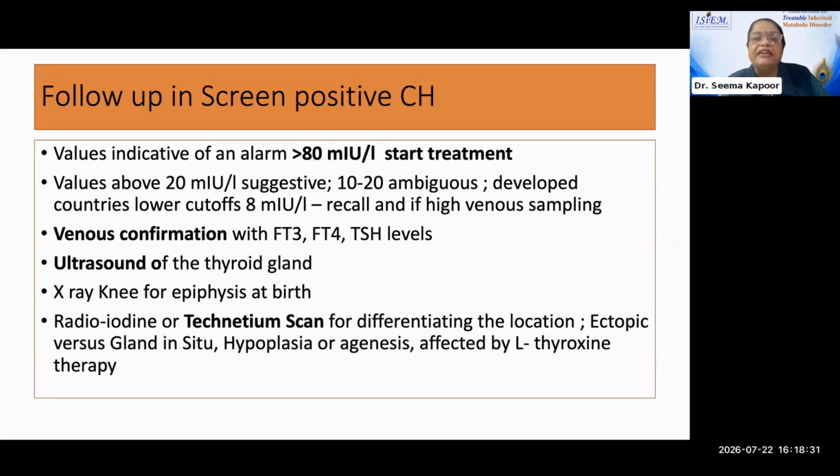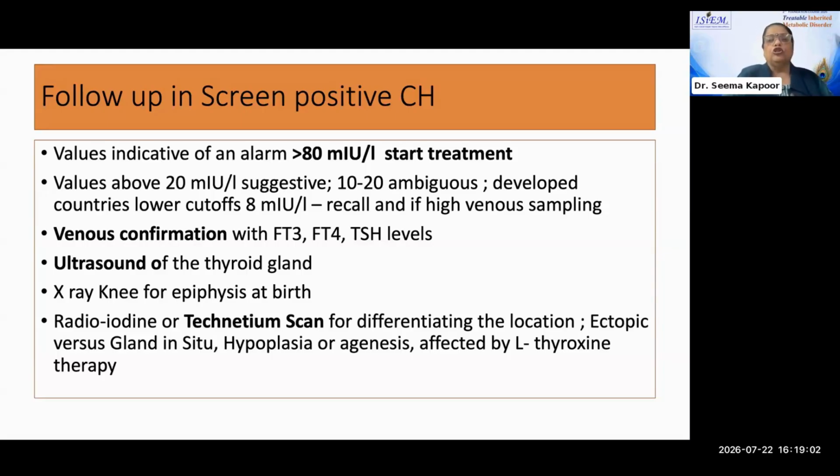If it is between 10 to 20, it's the ambiguous zone. Many developed countries have now lowered their cutoff to 8 milli international units, so their recalls are much higher. So at 80, you start treatment. At 40, you call immediately for venous profile. And at 20, you can wait. Okay, let's see. Not all of them will be permanent. Some will be transient hyperthyrotropinemia.